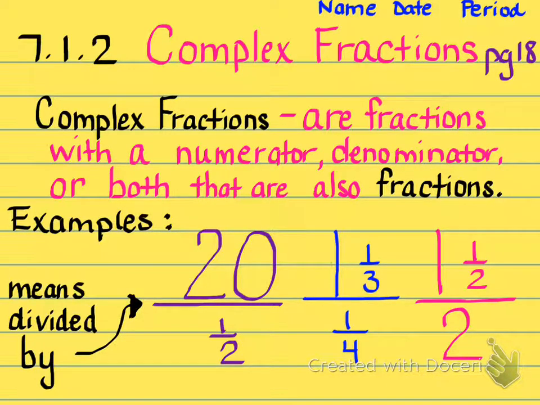It says complex fractions are fractions with a numerator, denominator, or both that are also fractions. So the examples that you see here are 20 over 1/2, 1 1/3 over 1/4, and 1 1/2 over 2. You want to keep in mind, though, that I was saying "over," but that fraction bar right there, the purple bar between the 20 and the 1/2, actually means divided by. So when you read that, you could even read it out loud as 20 divided by 1/2. That may help you in the sections to come.